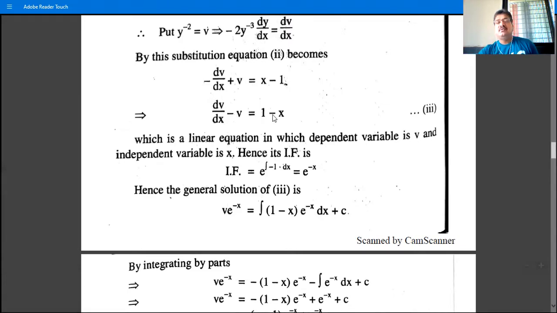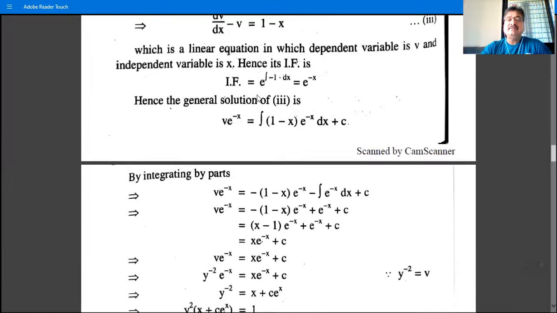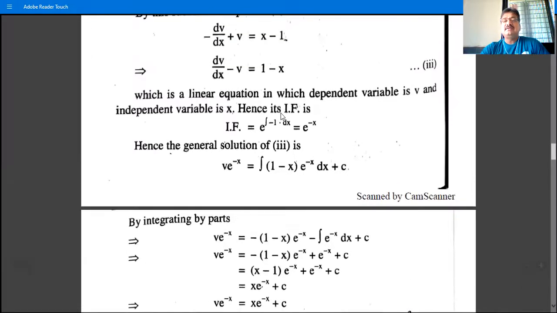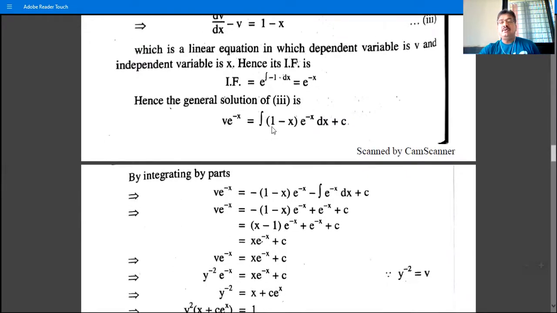pxv is equal to qx, and px is minus 1 and qx is 1 minus x, and so the integrating factor is e raised to integration px dx, that is minus 1, integration is minus x. Then the general solution of equation number 3 is v into I is equal to integration I into qx dx plus c. So v into I is e raised to minus x, integration of qx, 1 minus x, e raised to minus x dx plus c, and so by parts rule integrate this.